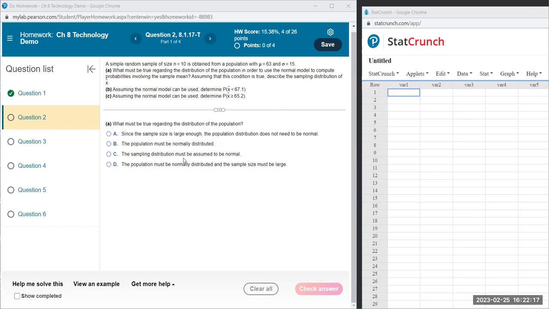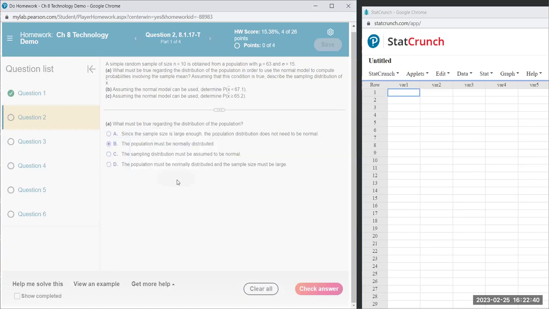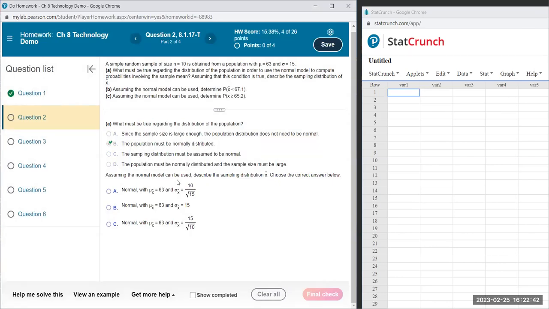The sampling distribution has to be assumed to be normal. No, you can't assume it. You have to guarantee it. The population must be normally distributed and the sample size must be large. No, only one or the other. As long as one of those two is satisfied, then you'll get good results. So in this case, as long as we get that the population was normal to begin with, we can continue with the analysis. Okay, so assuming now that the normal model can be used, describe the sampling distribution.